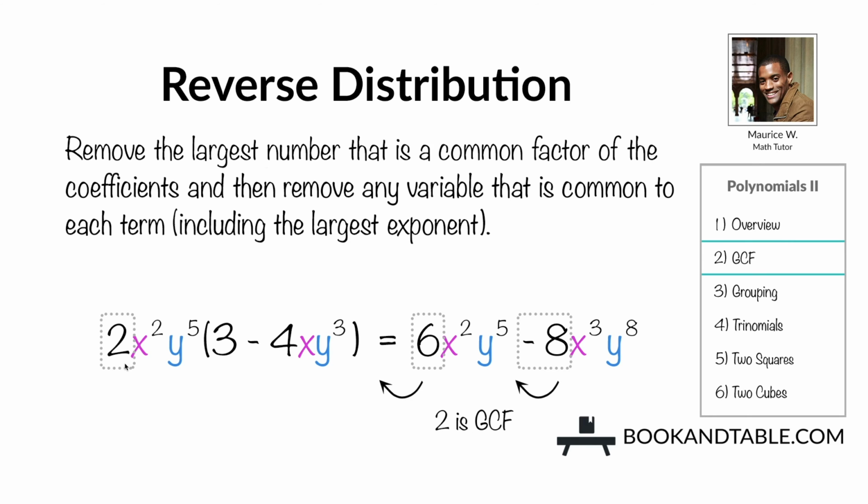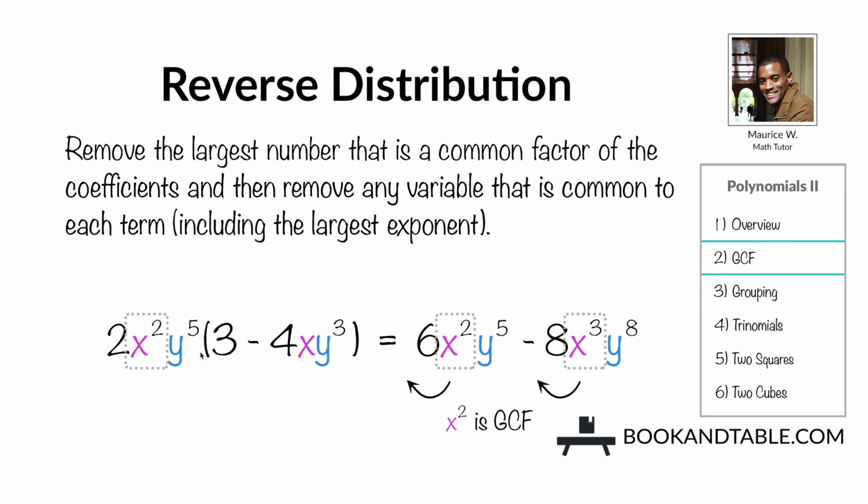We then want to go to each individual variable. So we'll start with the x's. We have x squared, and we have x to the third. X squared is common in both. You have 2 x's in both. You do not have 3 x's in both. So x squared is the greatest common factor, so we take that out.